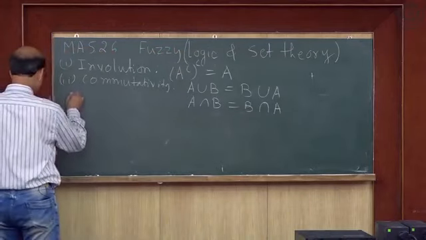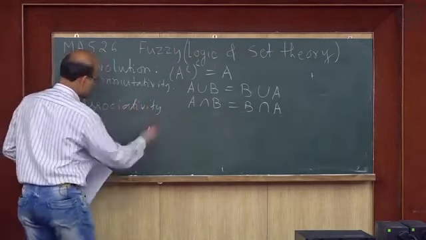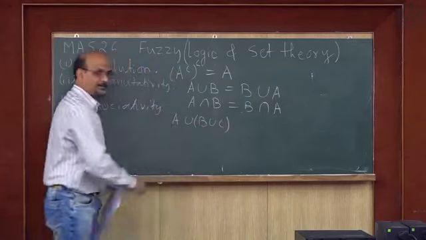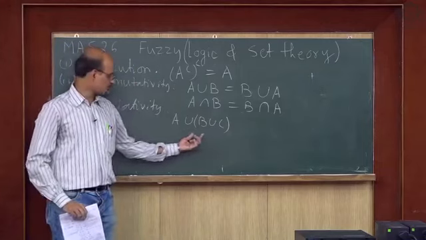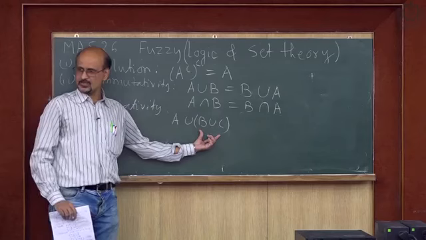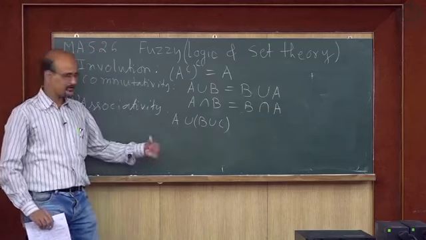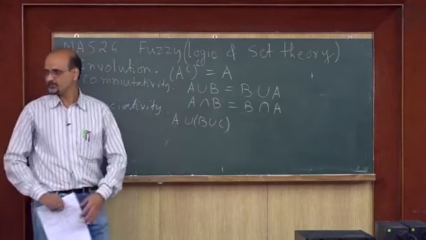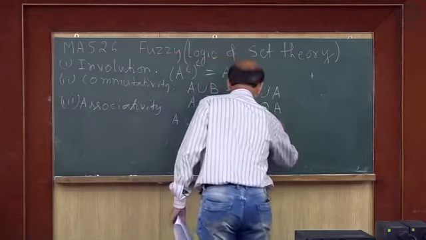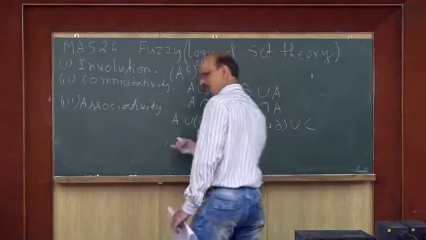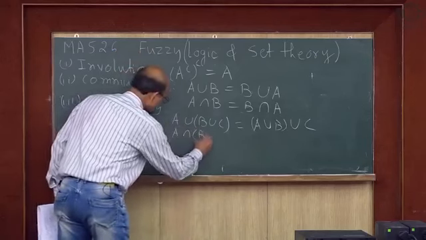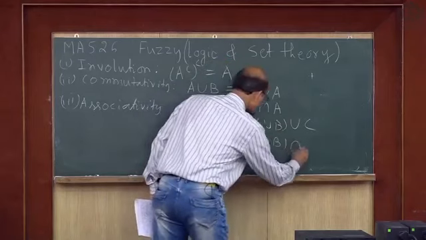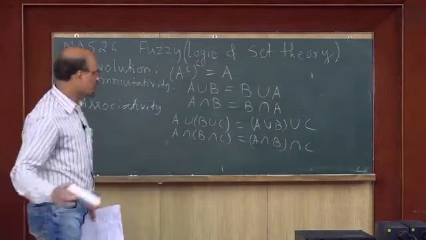Now, third is associativity. If I have 3 sets A, B and C, whether I take the union of the last two and then take the union, or I take the union of the first two and then take the union with the third, the result will be the same. So that is A union (B union C) equals (A union B) union C. Similarly, for intersection, A intersection (B intersection C) is (A intersection B) intersection C. This you all know.